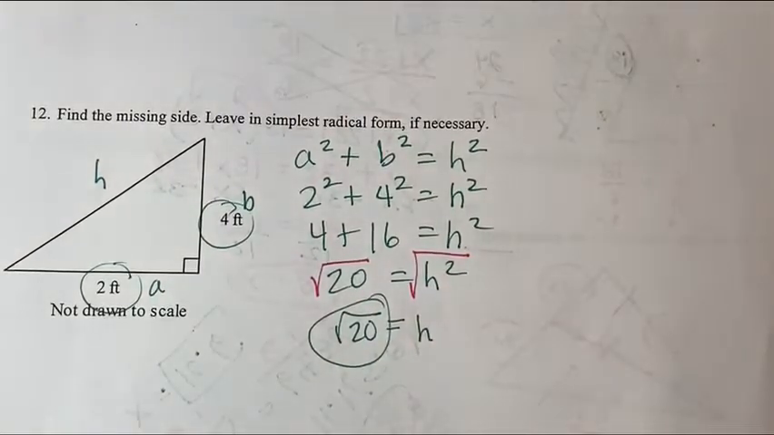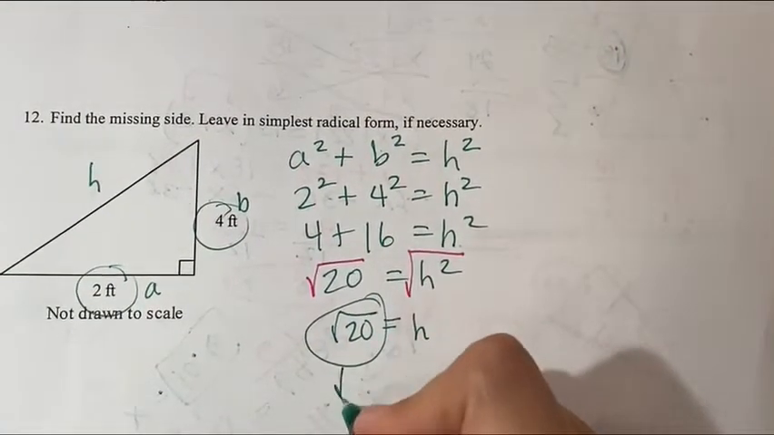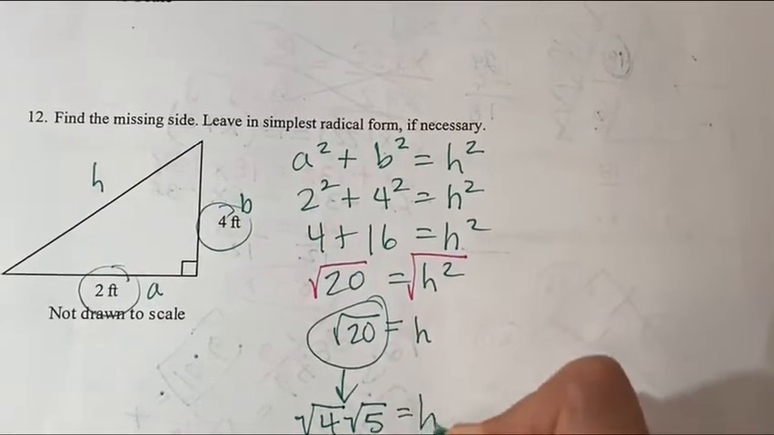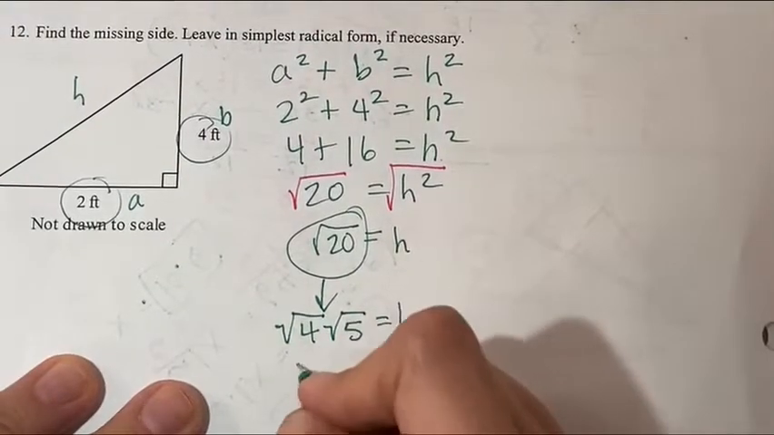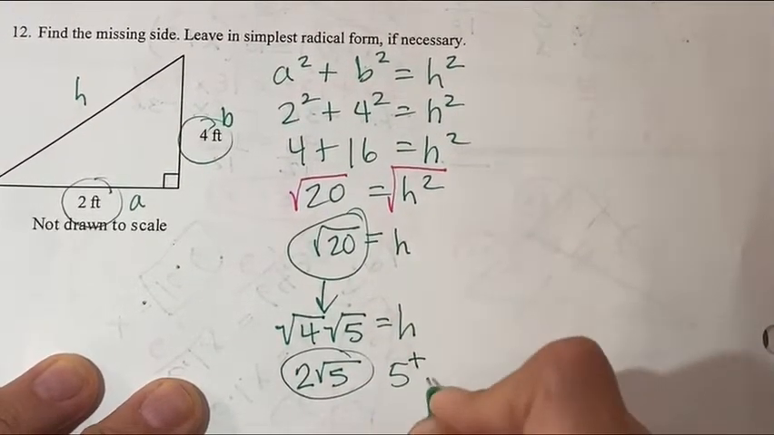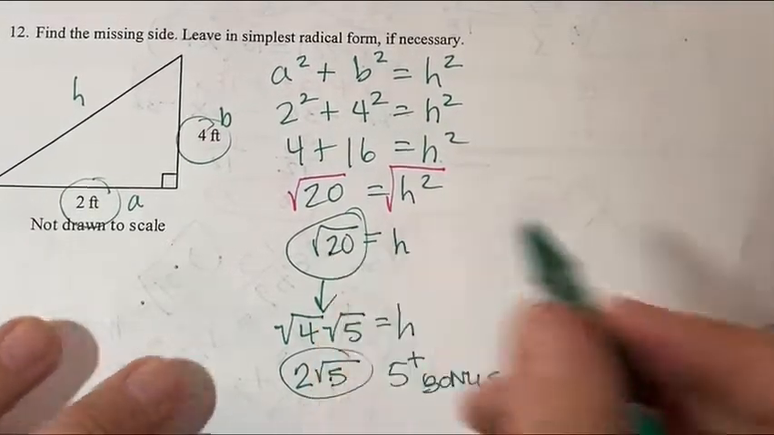Final answer. Could we make that simpler? Well, you should. For some bonus, notice there is a 4 in there. I could rewrite this as the square root of 4 times the square root of 5, because that is the square root of 20. And the square root of 4 is actually 2. So for 5 extra bonus points, if you wrote this instead of that, good.